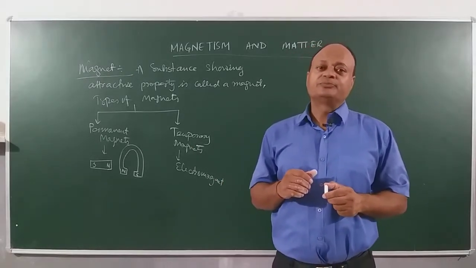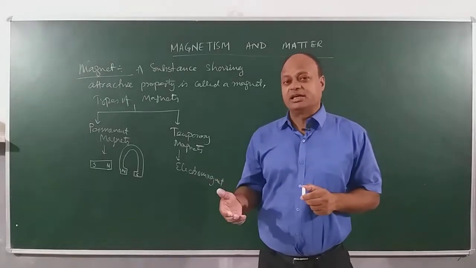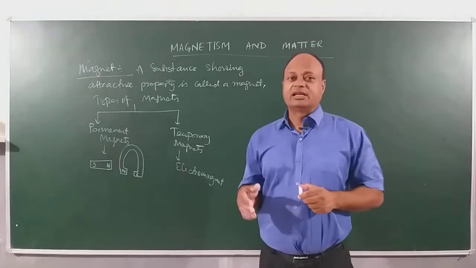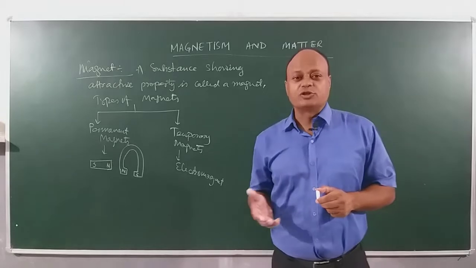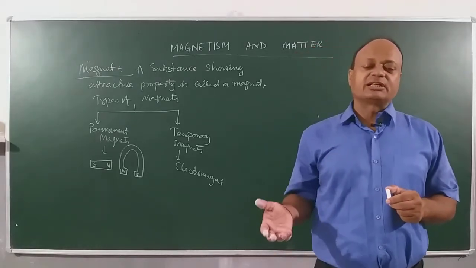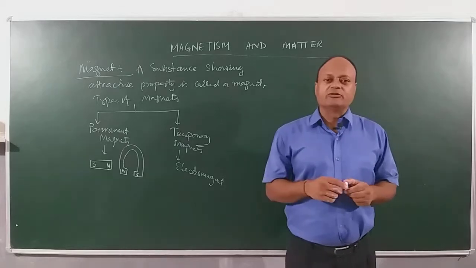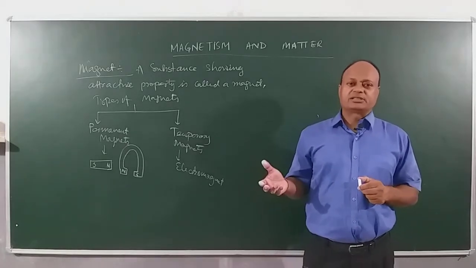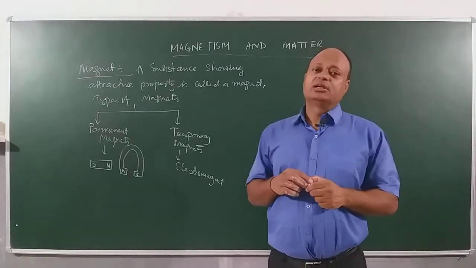Clear? About 400 years before the Christ era started, the story goes that when cattle grazers were grazing cattle at the mountains, they had wooden shoes fitted with nails, and they found the nails were getting stuck in the mountains. So they found that the mountains were containing what? Natural magnets, which have attractive properties. Clear? So we have got a very long association with magnets.